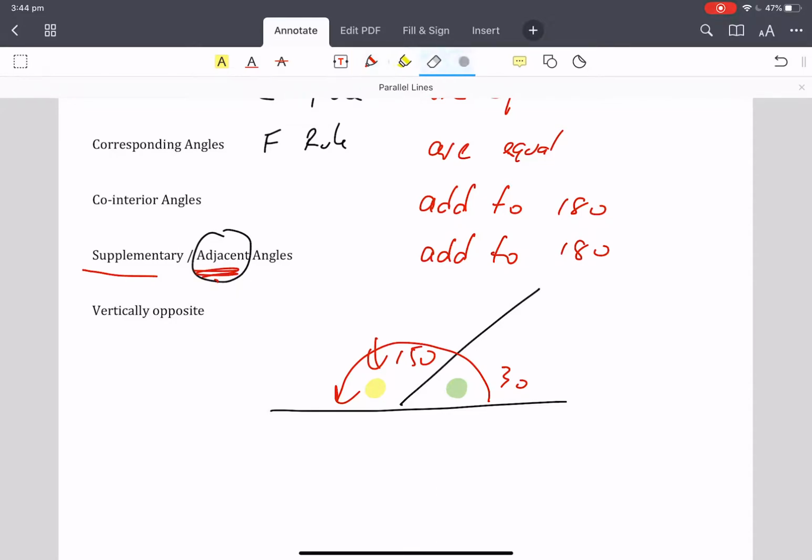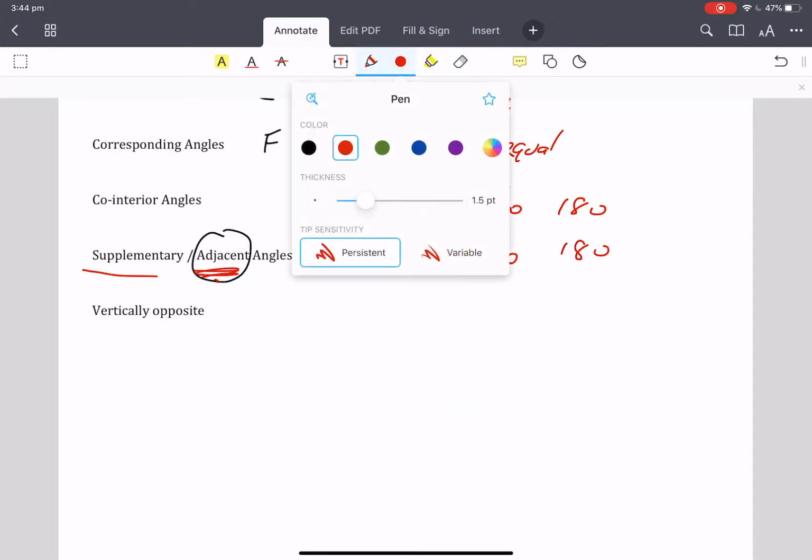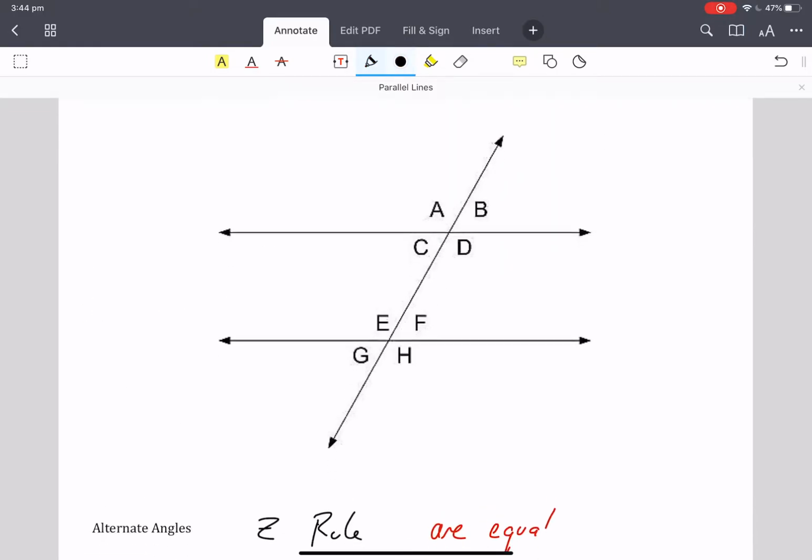We can also see adjacent angles here. There's a straight line, so A and B are adjacent. Whatever A is plus B must equal 180. So they can be anywhere.